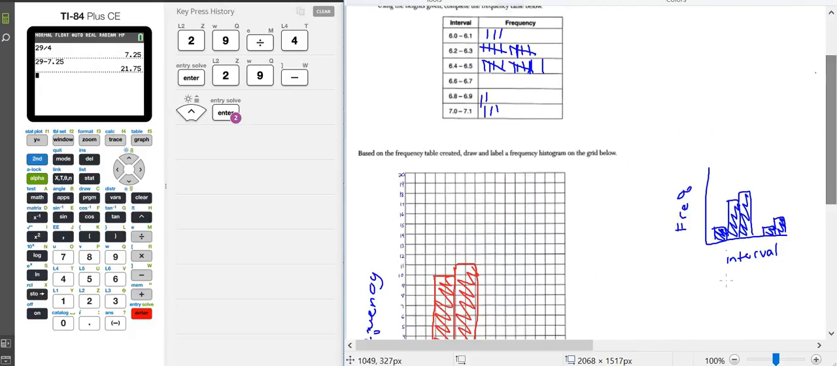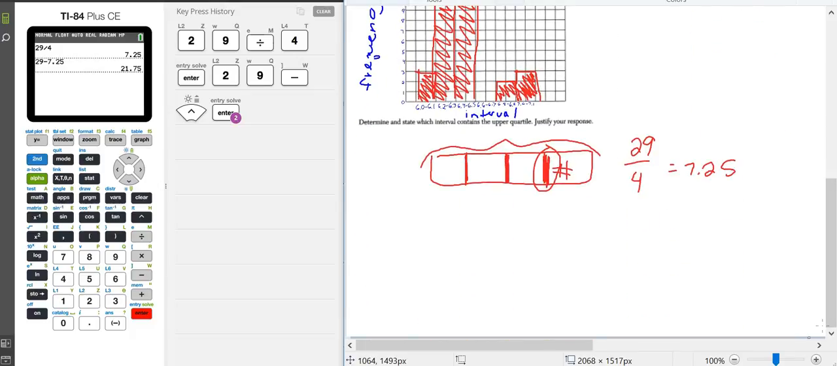Now we're going to count back 7 or 8 values and see which interval we're in. So if we count back 1, 2, 3, 4, 5, 6, 7, 8, our value is somewhere over here, and we're in the interval of 6.4 to 6.5. So the interval with the upper quartile, the third quartile, is 6.4 to 6.5.